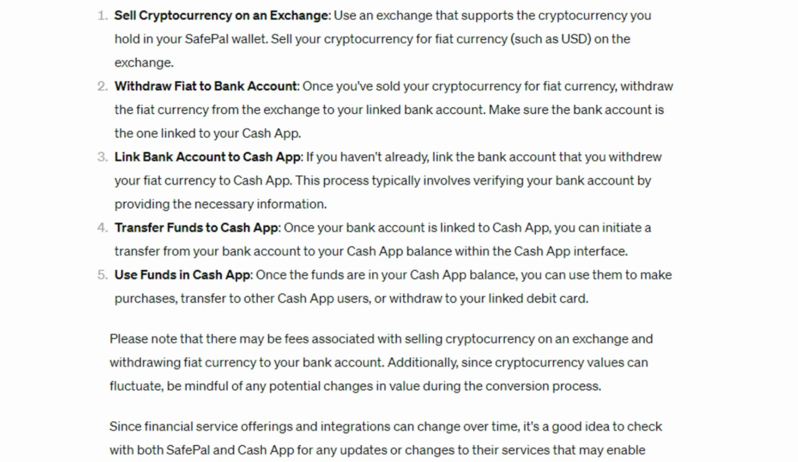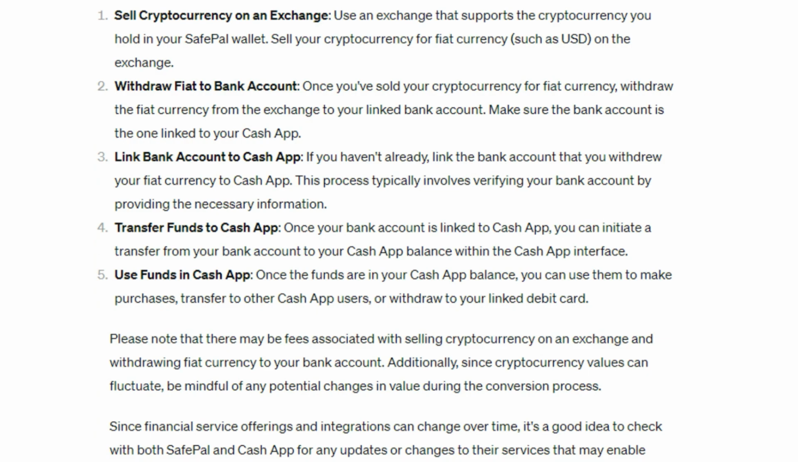So the first thing you're going to want to do is of course sell cryptocurrency on an exchange. So you want to use an exchange that supports the cryptocurrency you hold in your SafePal wallet. Sell your cryptocurrency for fiat currency, such as, for example, US dollars on the exchange. Once you've sold your cryptocurrency for fiat currency, withdraw the fiat currency from the exchange to your linked bank account. And make sure the bank account is the one that's also linked to your Cash App.